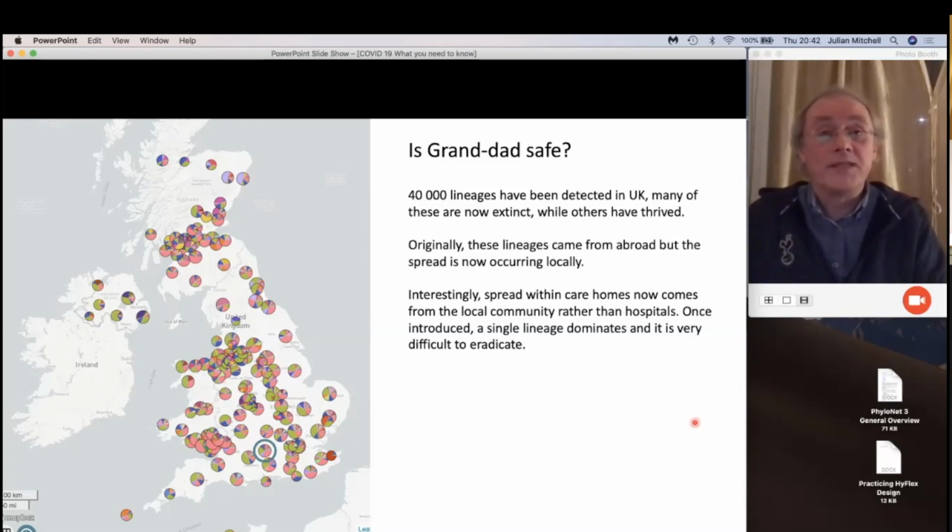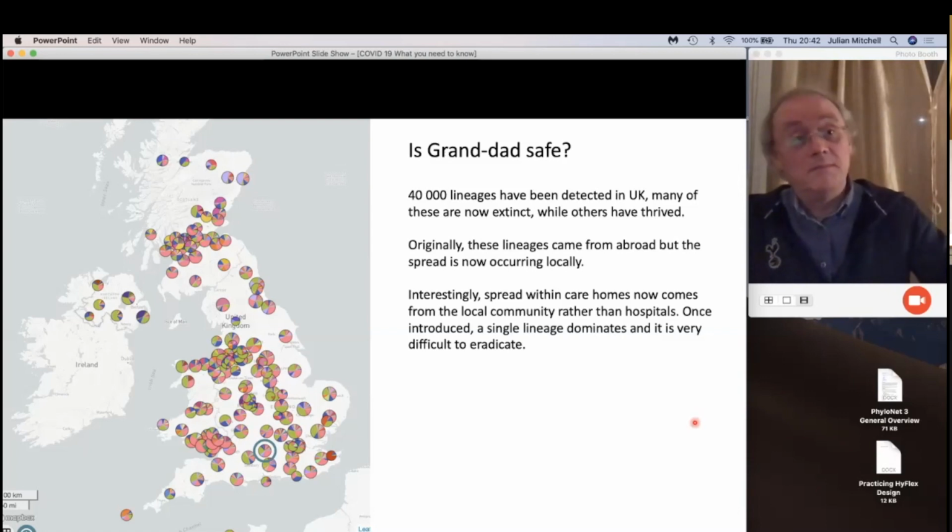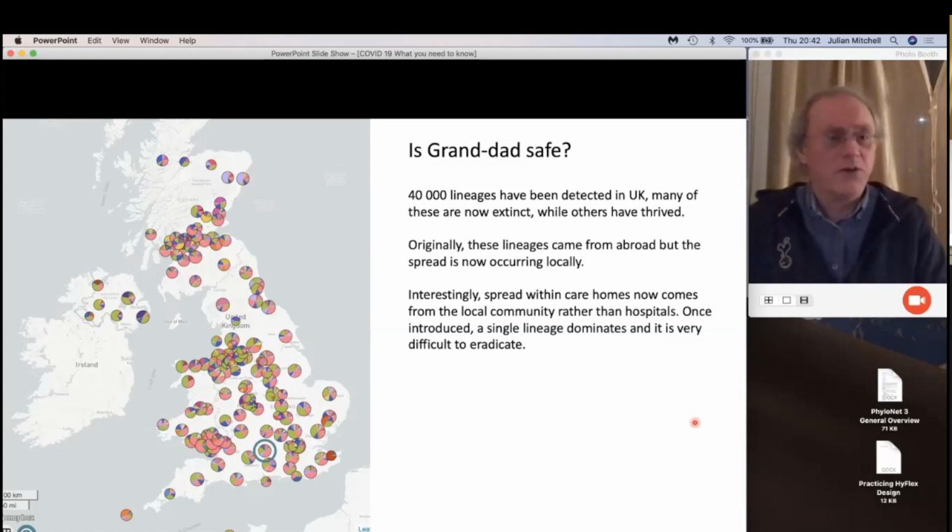Now, the worry about this is that if it's been transmitted locally, it stands to reason that the people in nursing homes are at risk. Whereas before they were threatened from people coming from hospitals infecting them, now it's actually coming from the community because it's so virulent within the population. And once it's in a nursing home, it's really difficult to get rid of. It will work its way through it like a hot knife through butter, which is not good.